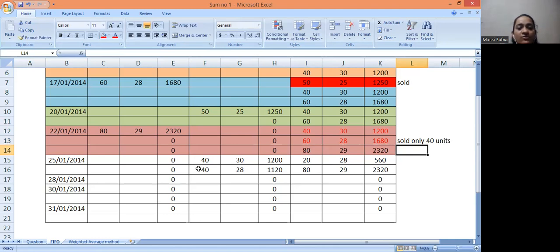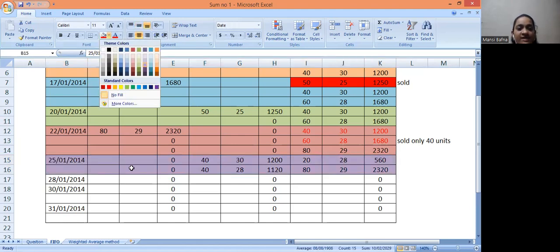So you have sold total of 80 units and the value of the transaction is 1200 plus 1120. So that is how the value of the transaction is. And the balance on 25th of January is 20 units and 80 units at the rate rupees 28 and 29 each. So we have a total of 100 units balance on 25th of January. So this is the transaction for 25th of January.